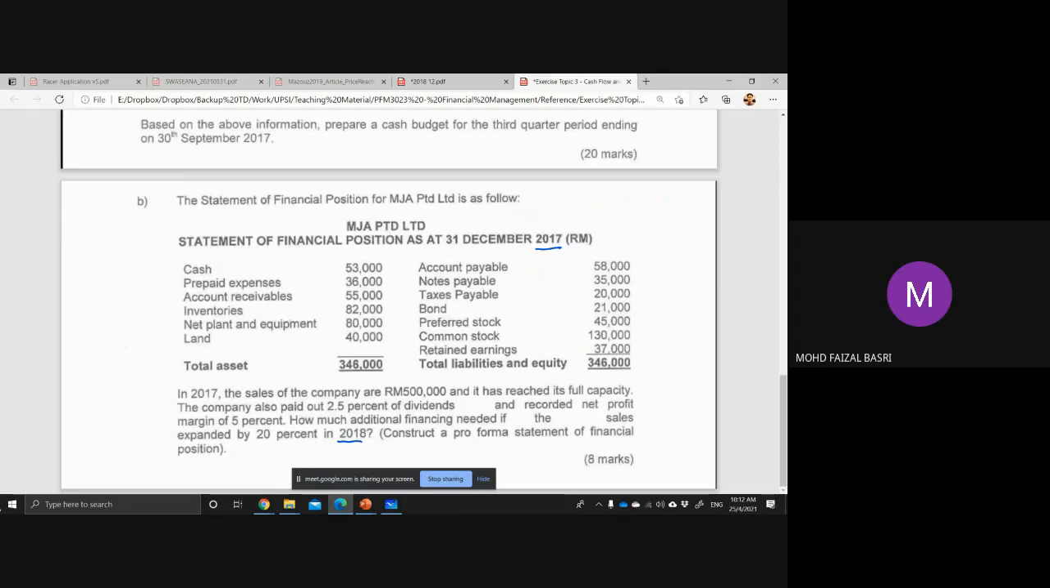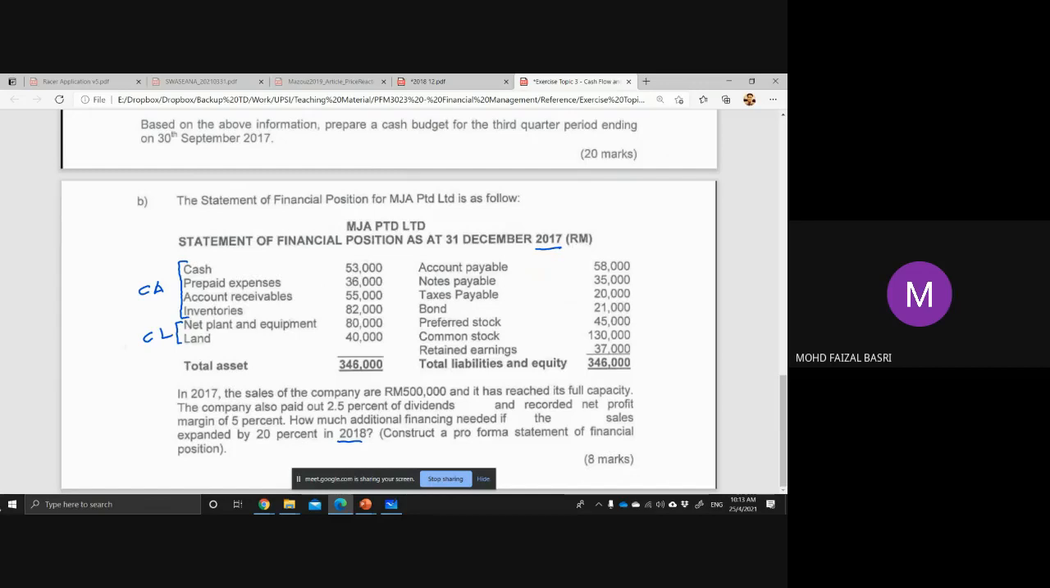So again, if you remember how I partition the information ataupun the groups dalam statement of financial position ni, for example, on the left hand side kita ada assets, but we have two parts of assets. First, we have cash, sampailah inventories. This is our current assets. And net plant dengan land ni is actually our non-current assets.